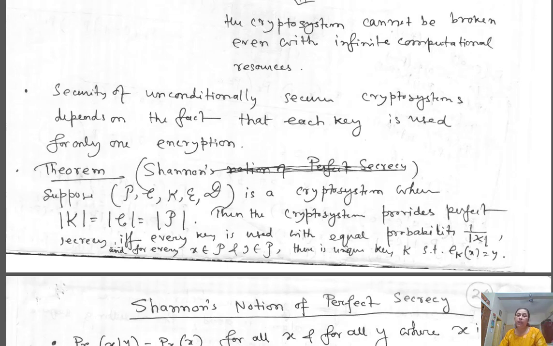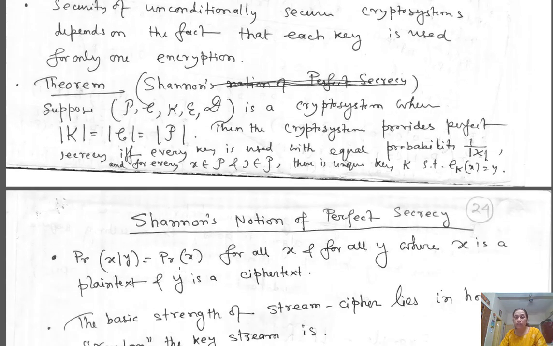Okay, so perfect secrecy, already we have mentioned what we mean by perfect secrecy. In the next page also it is recalled again. Shannon's notion of perfect secrecy means probability of plain text x given ciphertext y equals probability of plain text x, for all plain text x and for all ciphertext y, where y is the ciphertext corresponding to plain text x.